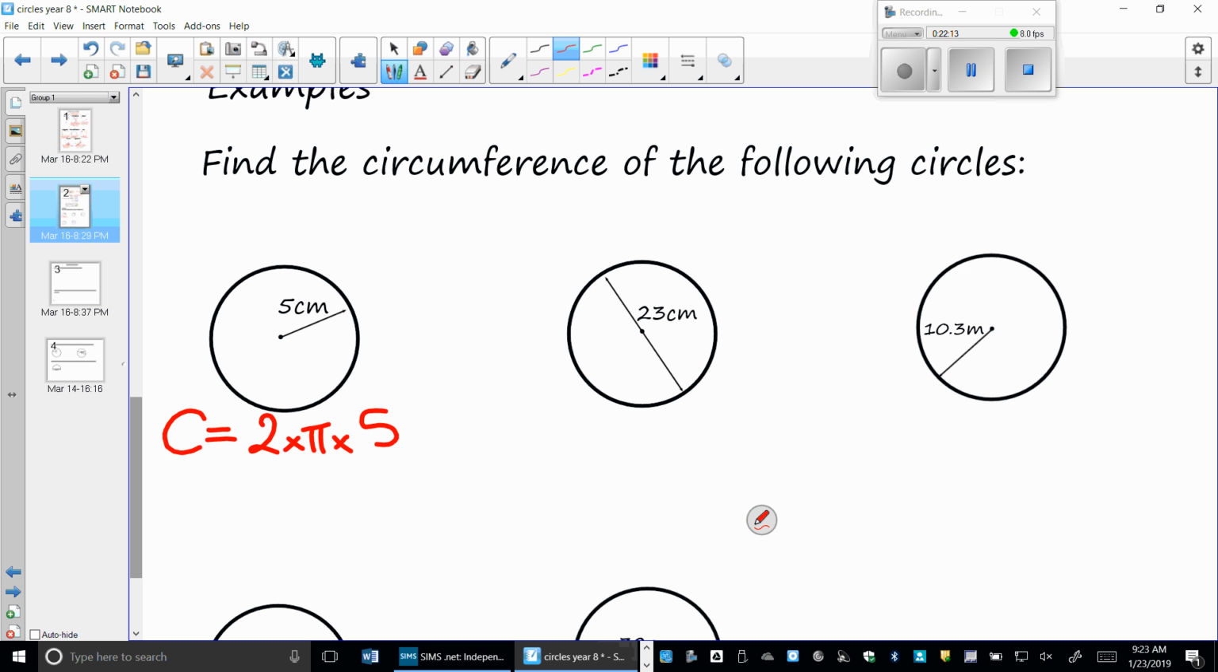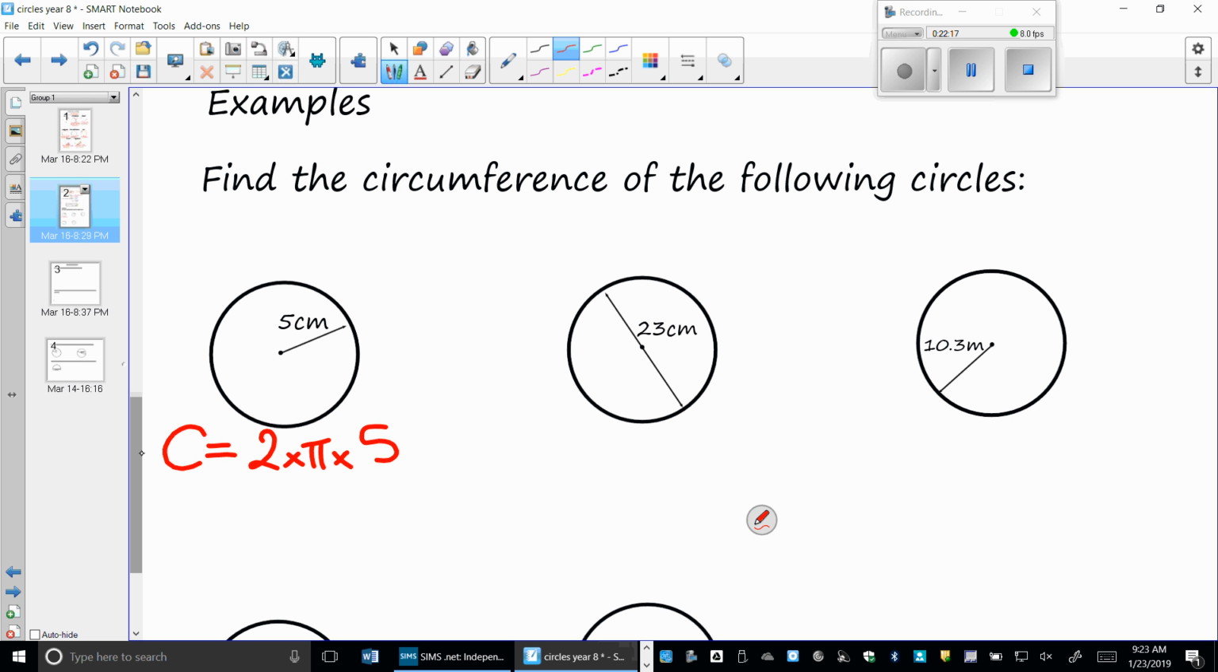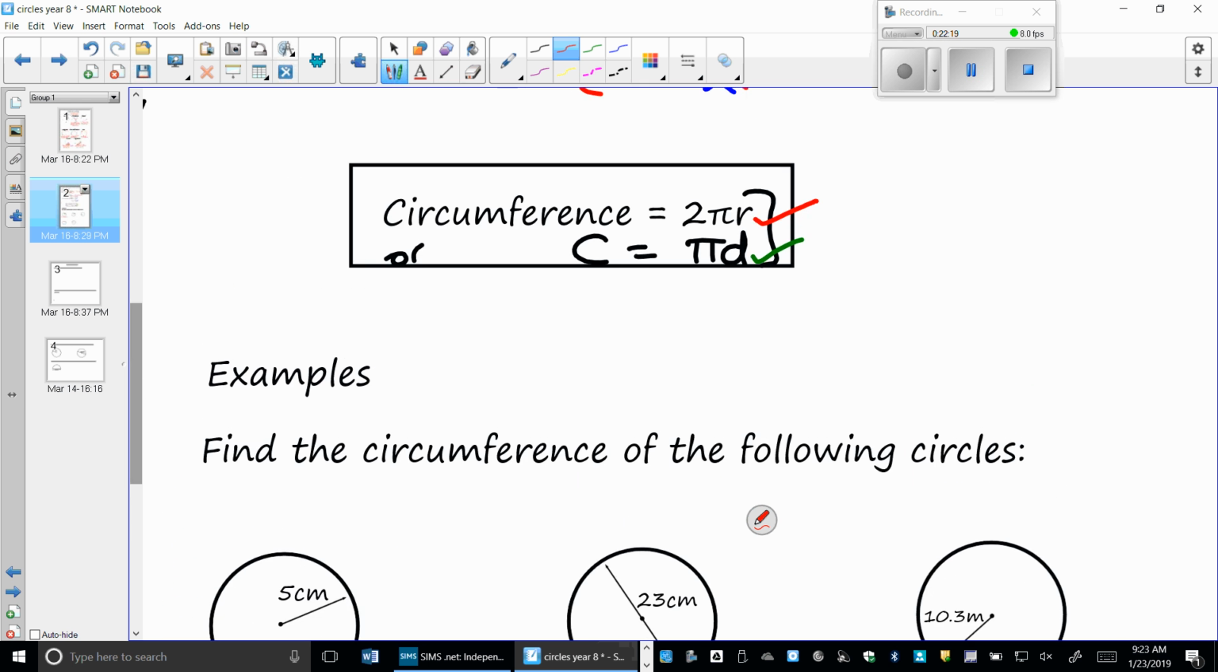I think people say no without actually considering what I've done. So my formula here, 2 pi r or pi d. We established that this measurement here is the radius. So that means we have to use the red one. So I just stuck in, instead of the letter r, what did I put in? The number 5. We know what the radius is, because we've been told what the radius is.